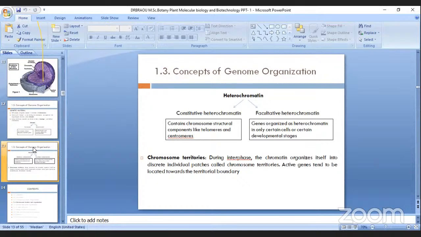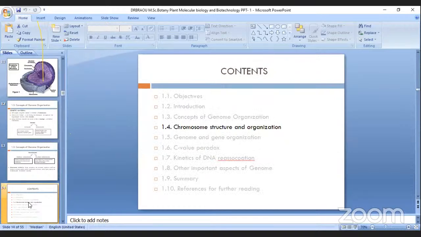Chromosomal territories. During the interphase of cell division, the chromatin organizes itself into individual patches that are called chromosomal territories. Generally, the active genes present in the chromosome tend to move towards the territorial boundary. These are chromosomal territories. Next is chromosome structure and organization.